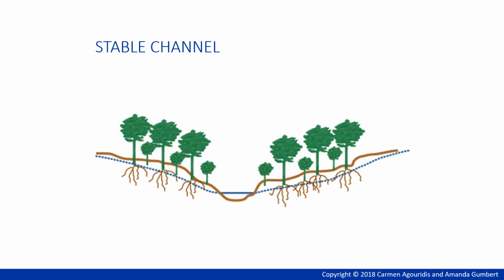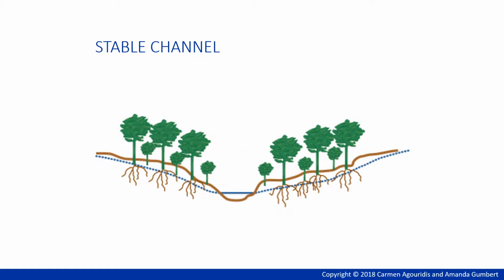Now let's look at a graphical representation of a stable stream. One very important characteristic of a stable stream is its connection to its floodplain. Flows in this stream will frequently exit the banks, denoted by the brown line, and spread out onto the floodplain, denoted by the grass and trees. The floodplain essentially functions as a relief valve for the stream. Before shear stresses reach a point where they cause erosion, flows leave the confines of the stream banks and spread out over the floodplain.